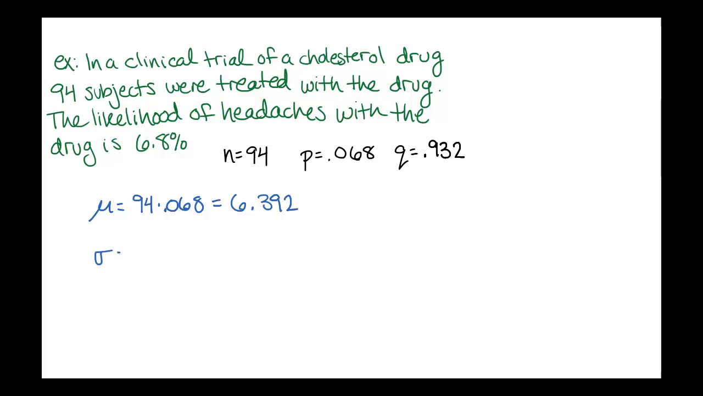Our standard deviation we can compute as well. We've got 94 times our p probability times our q probability, and then square root. So this comes out to 2.441 if we round to 3 decimal places. Remember what standard deviation means. This is a measure of the average deviation from this 6 people. So we're expecting around 6, but on average the number of people in 94 subjects would vary by about 2.